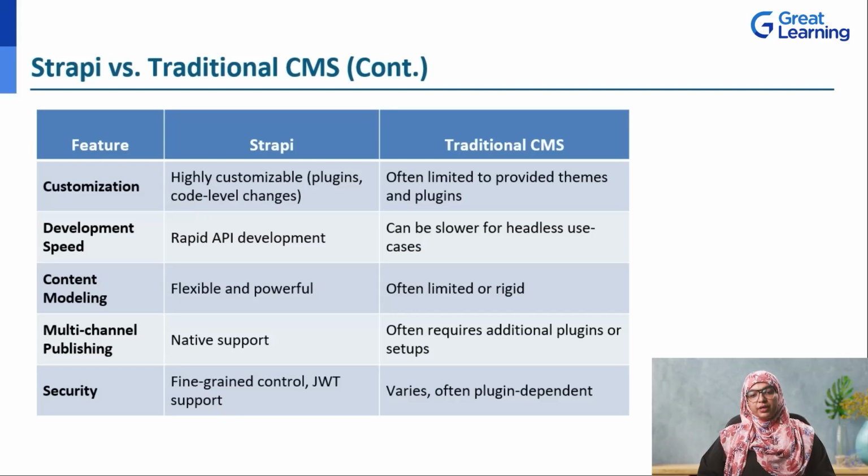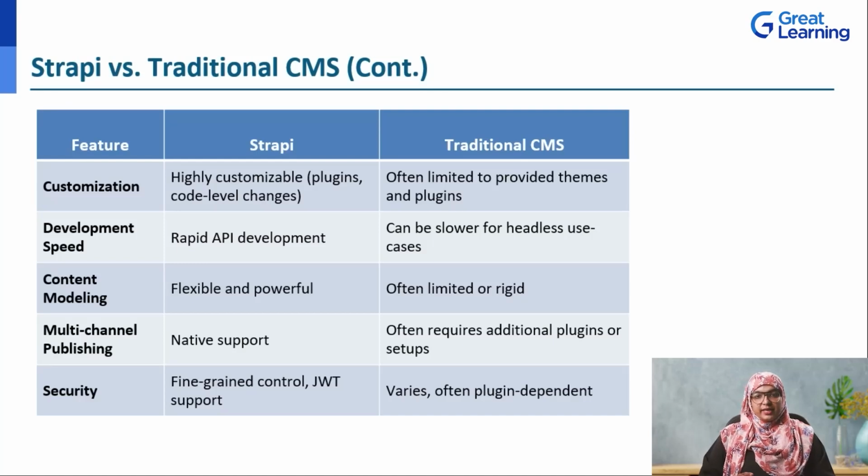And then in your traditional content management system, it is often limited to providing themes and plugins. The development speed for Strapi is rapid API development, whereas in your traditional CMS, it can be slower for your headless use cases, you can say. The content modeling is flexible and powerful, but in your traditional CMS, it is often limited or rigid. And multi-channel publishing, native support.